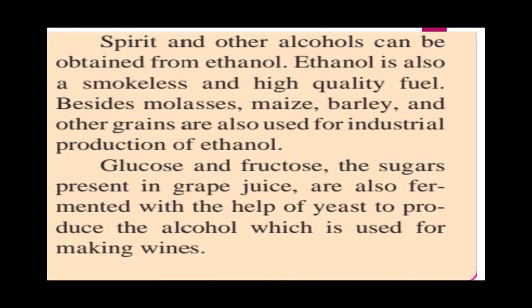Spirit and other alcohols can be obtained from ethanol. Ethanol is also a smokeless and high quality fuel. Besides molasses, maize, barley and other grains are also used for industrial production of ethanol. Glucose and fructose, the sugars present in grape juice, are also fermented with the help of yeast to produce the alcohol which is used for making wines.